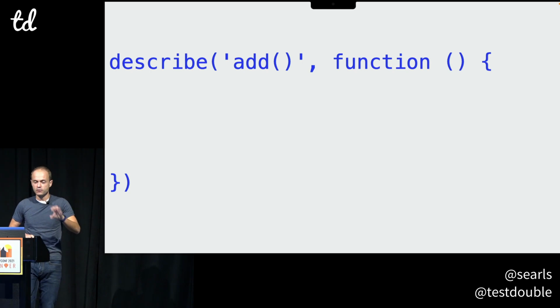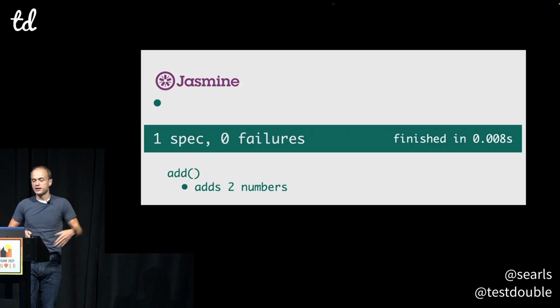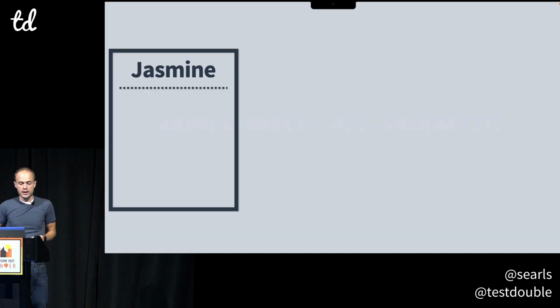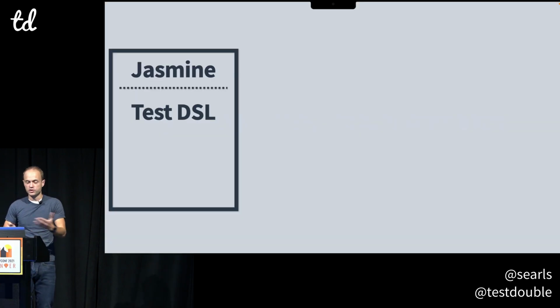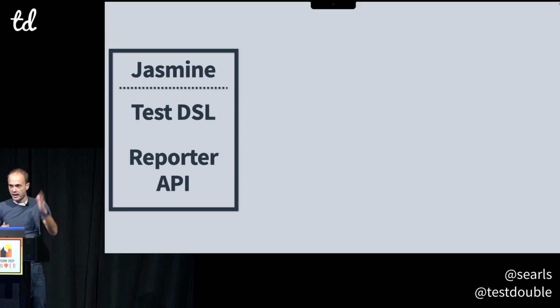What Jasmine did, if you're not familiar, is it's a spec-like syntax for writing tests. So you can write a test like this, and it had a little HTML runner that looks like that. And so Jasmine was just providing that test DSL in JavaScript and just a little tiny reporter API to tell you how many tests were passing and failing.